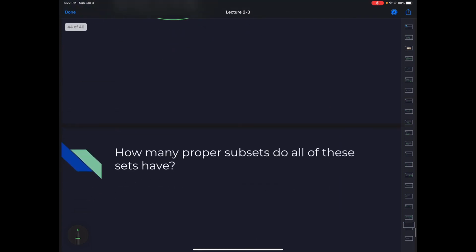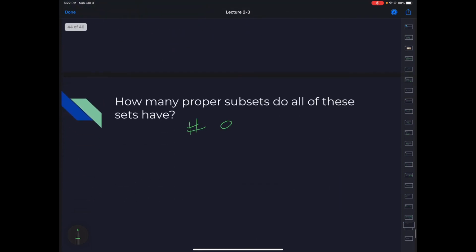So the number of regular subsets is equal to 2 to the n, where n is the number of elements. So for example, if we had 1, 2, 3, 4, 5, if we had 5 elements, the number of subsets would be 2 to the 5th, or 32.